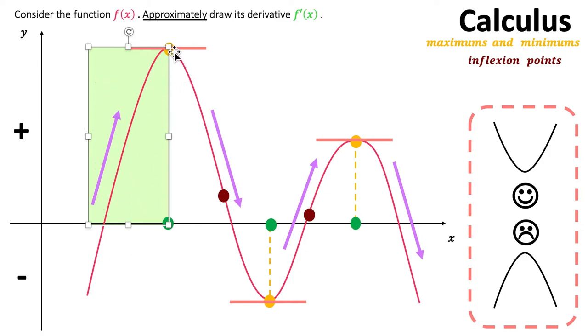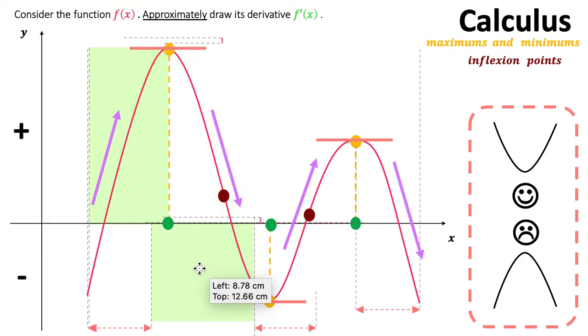And then if we move on to this part here, between this maximum and the inflection point that we showed earlier, you can see it's a decreasing function. And so therefore your derivative will be negative.